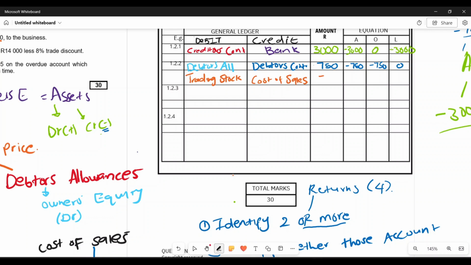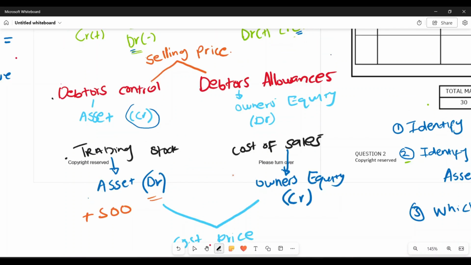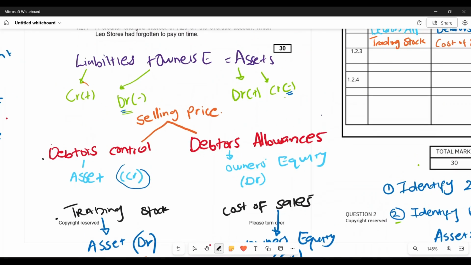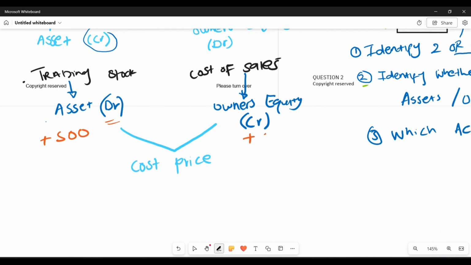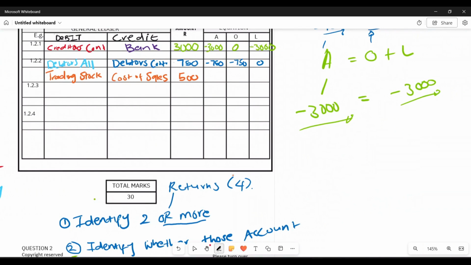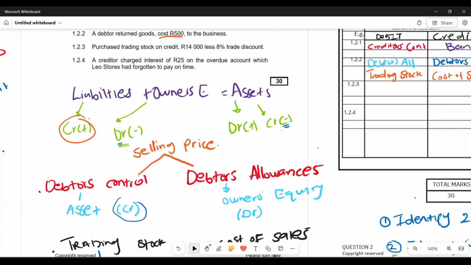Now, how much is my cost? My cost is 500. Now, because trading stock is an asset that increases on the debit side, my asset would be plus 500. And my owner's equity also increases on the credit side, as you could see here. So remember, this applies to both your liabilities and owner's equity. So I would need to add my 500. So here, that's 500, 500. This would be 0. Right. Now, let us move on to the next question.